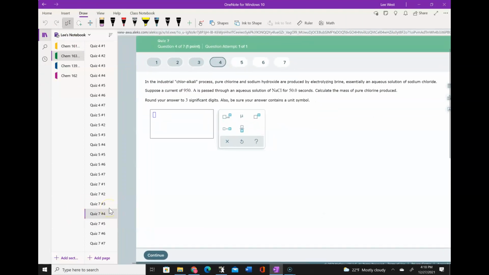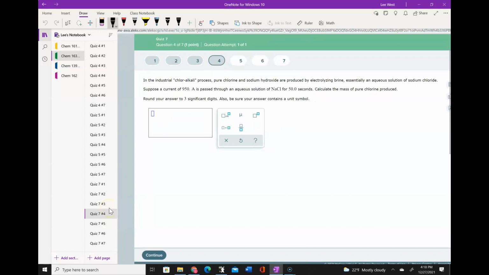All right, let's have a look at this one. In the industrial chlor-alkali process, pure chlorine and sodium hydroxide are produced. Okay, so we're going to make Cl2 gas and sodium hydroxide. And we're going to do this by electrolyzing brine. So brine is salty water, so that will be an aqueous solution. Sodium hydroxide, not sodium chloride. Okay, so it looks like we're going to have something like this.